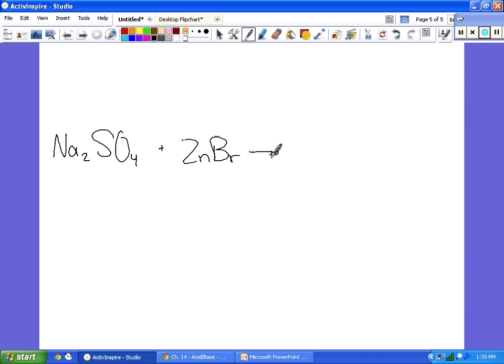All right, Na2SO4 ZnBr. Is this a combustion reaction? I don't see any oxygen. Is this a decomposition? Nope. Decomposition is one thing breaking apart, right? Is this synthesis? Nope, that's taking 2 things and making one. We're not doing that. Is this an acid base?